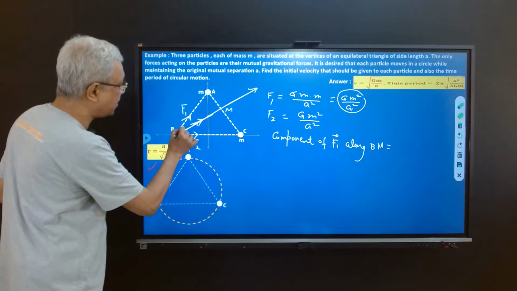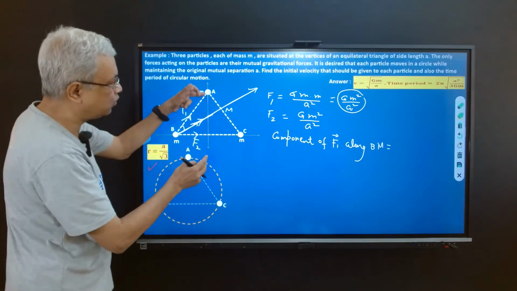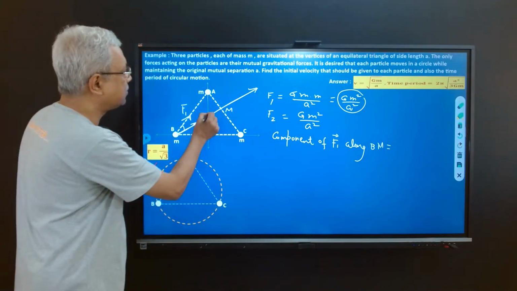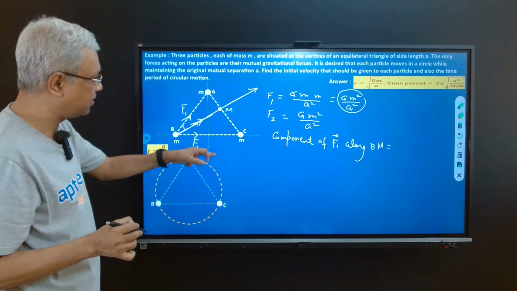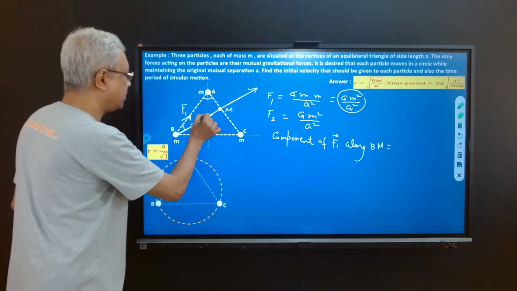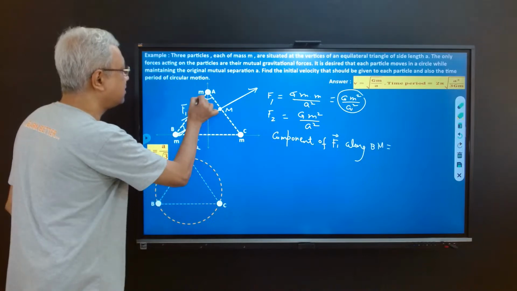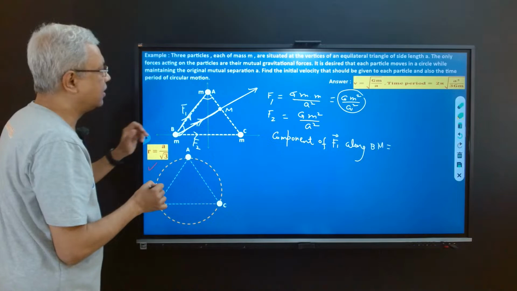F1, what is this angle? This is 30 degrees, because these two triangles are congruent. Because this is the midpoint. Why are they congruent? Because this is the midpoint, this is the median, and this angle is 60 degrees, and this is a common side, and this side is equal to this side. These triangles, and this is the midpoint.